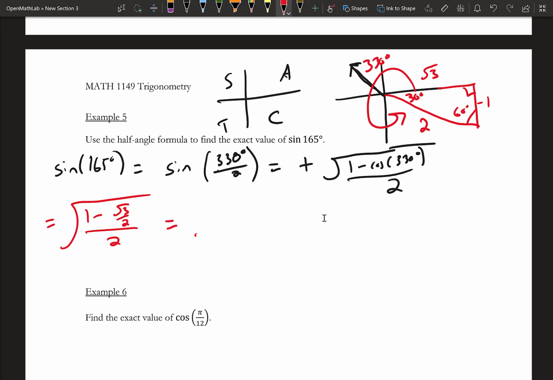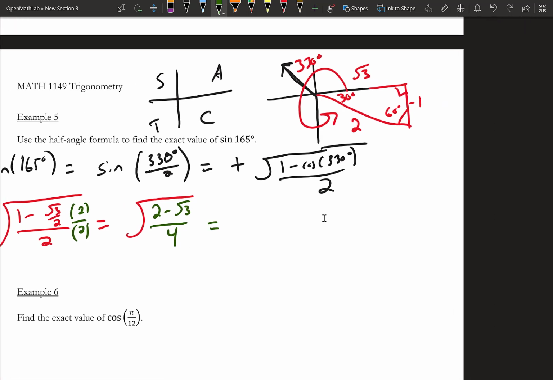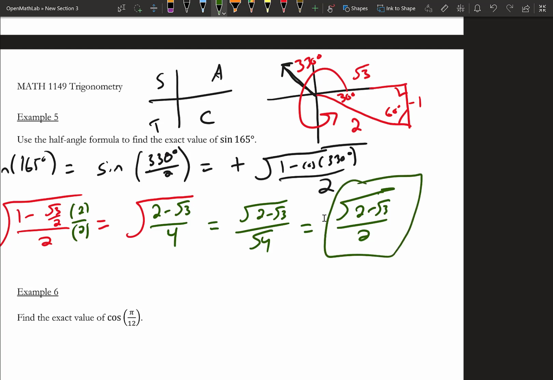So this is equal to the square root of, I'm just going to multiply top and bottom by 2 inside here. This would give me 2 minus radical 3 all over 4. I'm trying to make this a little simpler. And then using properties of radicals, we can take the square root of the top over the square root of the bottom, which would be radical 2 minus radical 3 all over 2. And that's simplified. We don't have a radical in the denominator, and we can't really do much else with that.